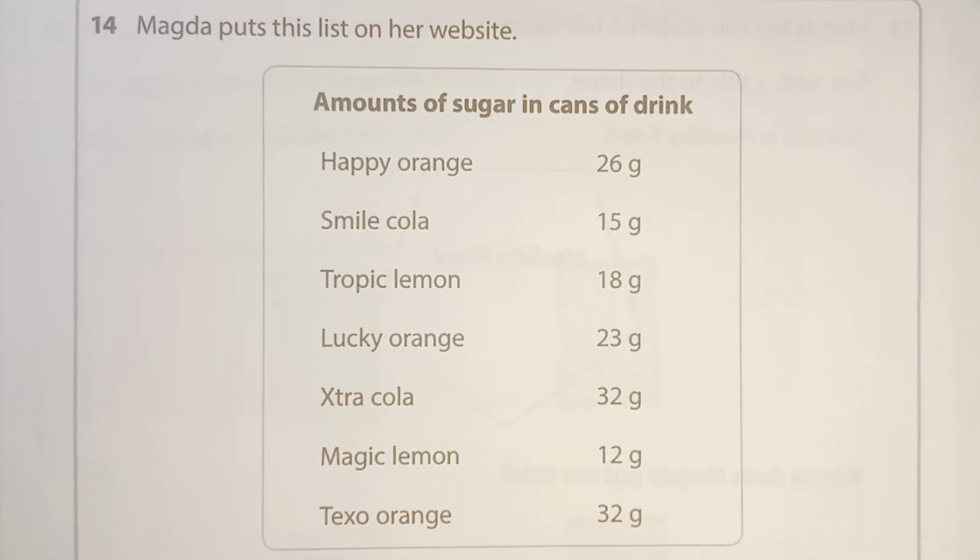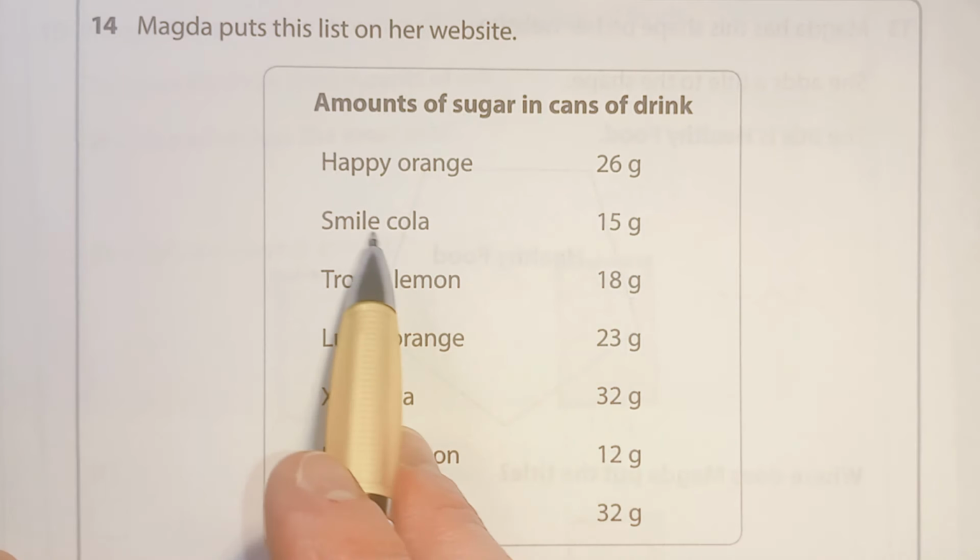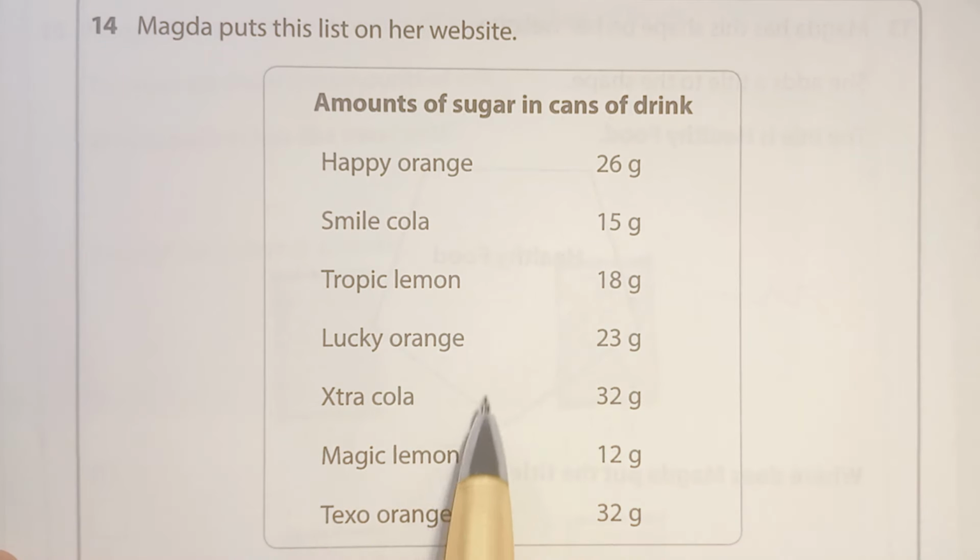Okay, question 14. Magda puts this list on her website. We've got amounts of sugar in cans of drink. So Happy Orange has got 26 grams, Smile Cola's got 15 grams, Tropic Lemon's 18 grams, Lucky Orange is 23 grams, Extra Cola is 32 grams, Magic Lemon's got 12 grams of sugar, and Texo Orange has got 32 grams of sugar.